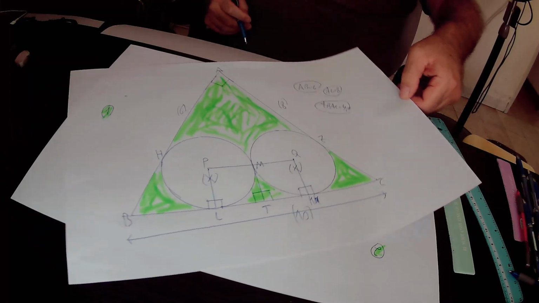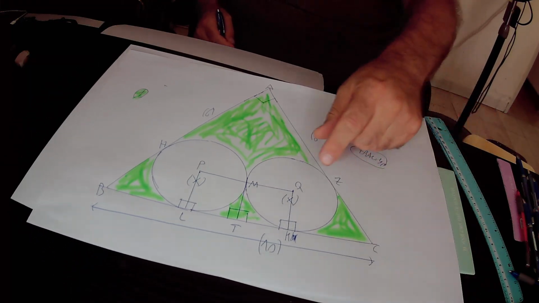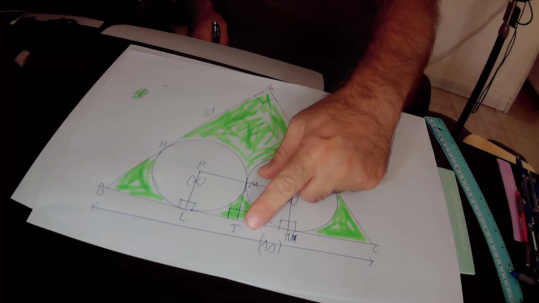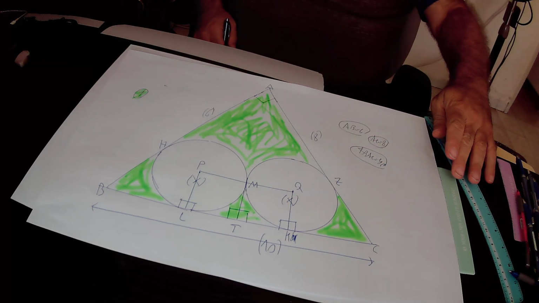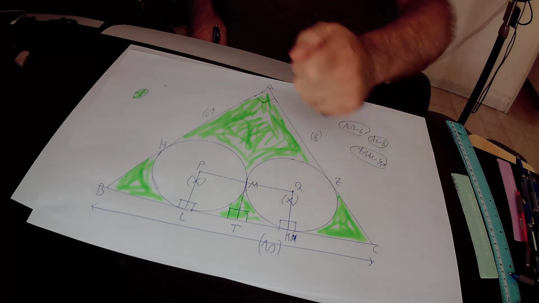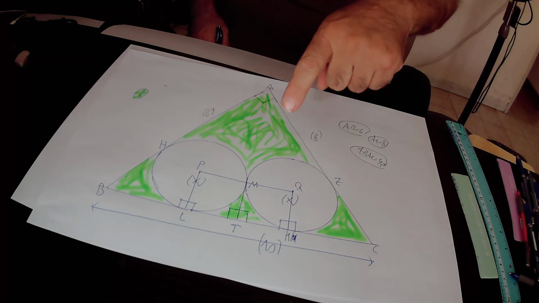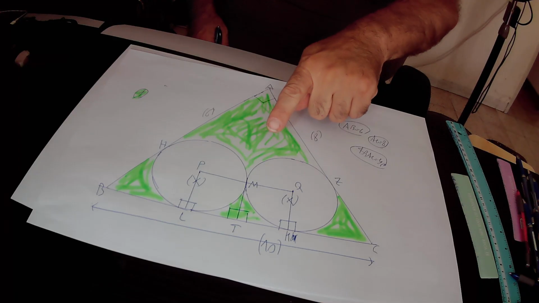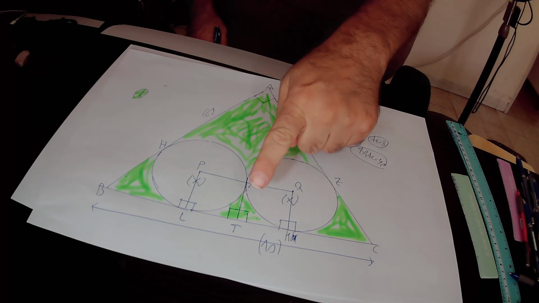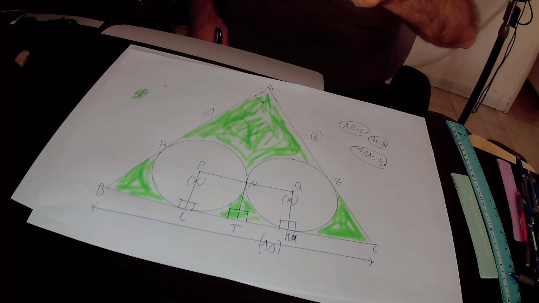What is the definition of this line segment TM? Actually, line segment TM is a common tangent of those two circles. Tangent TM is tangent to this circle at point M. Tangent TM is also tangent to this circle at point M. So TM is a common tangent that belongs to both circles.